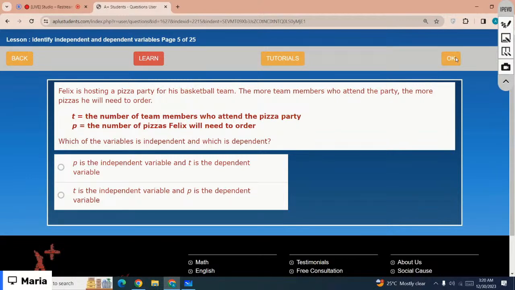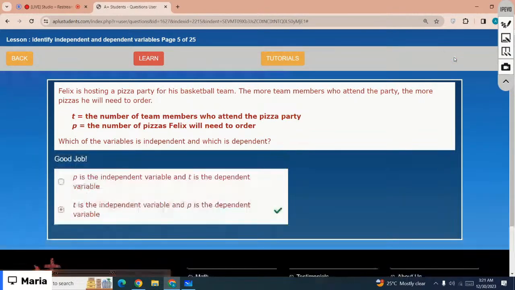The correct option is T is the independent variable. Yes, and P is the dependent variable, right? Option number 2 is the correct option. T is independent and P is the dependent variable, right?